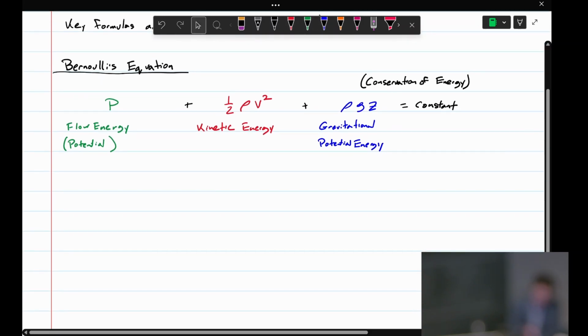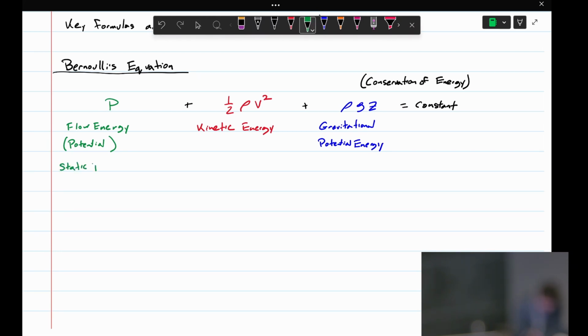We also talked about static, dynamic, and stagnation pressure. I'll review what those are. P is the static pressure, the actual thermodynamic pressure of the fluid. When you look up values in tables, that's the P in this equation. 1/2 rho v squared is the dynamic pressure, and rho gz is hydrostatic pressure.